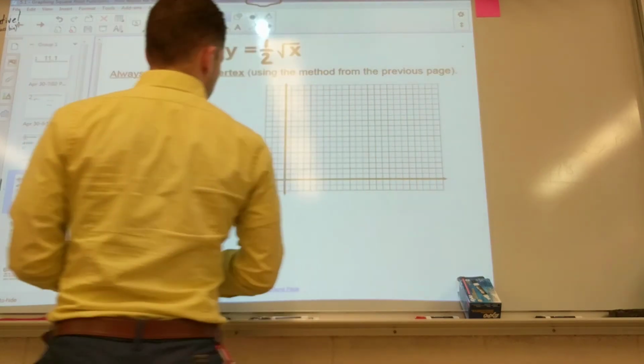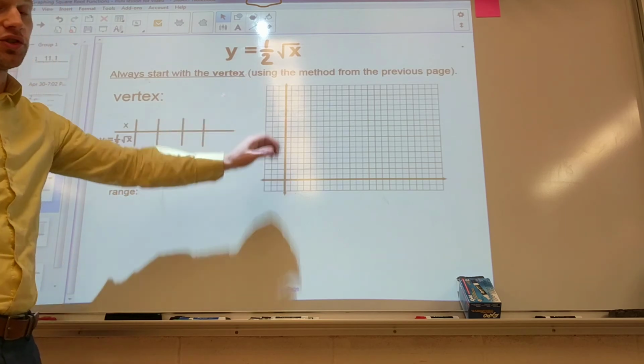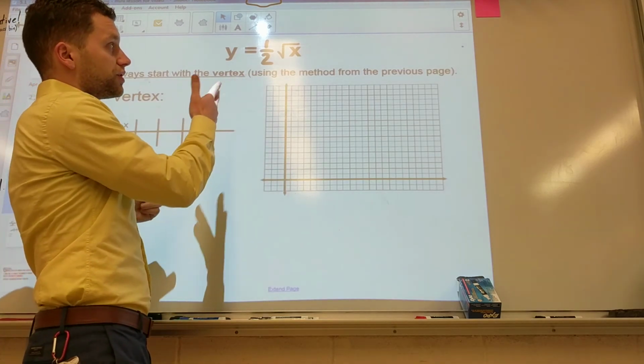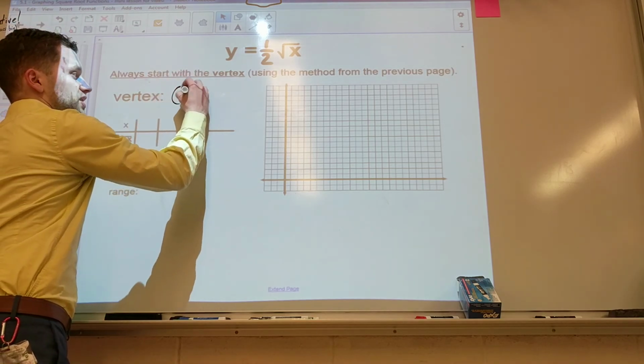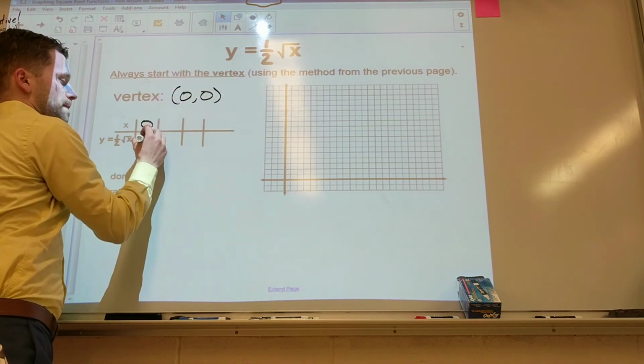All right, same kind of thing. Right now we can look at this already. You should be able to know what kind of transformation is taking place. We should know this is a vertical shrink. We should find our vertex right away, which is once again 0, 0.